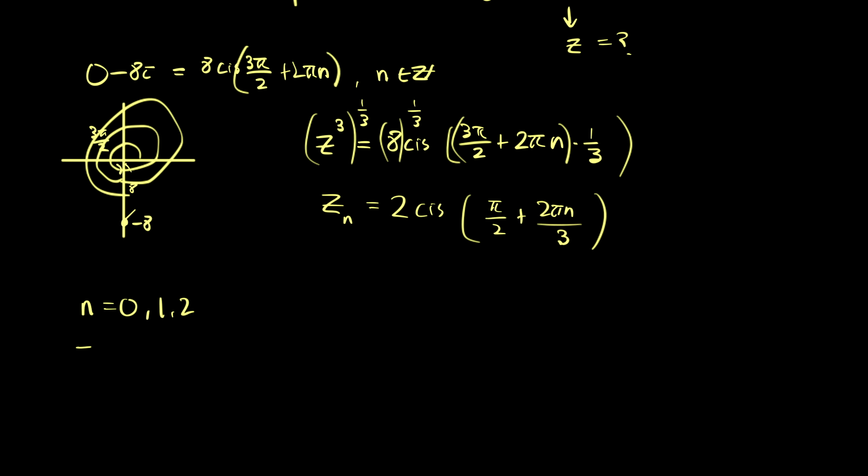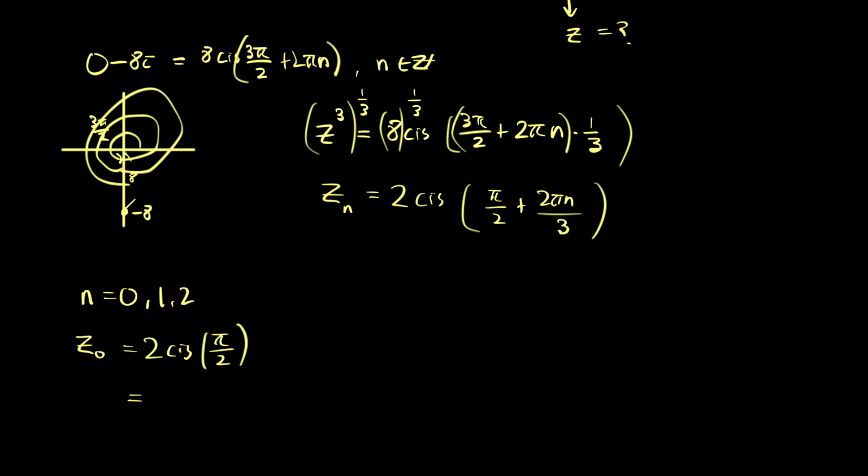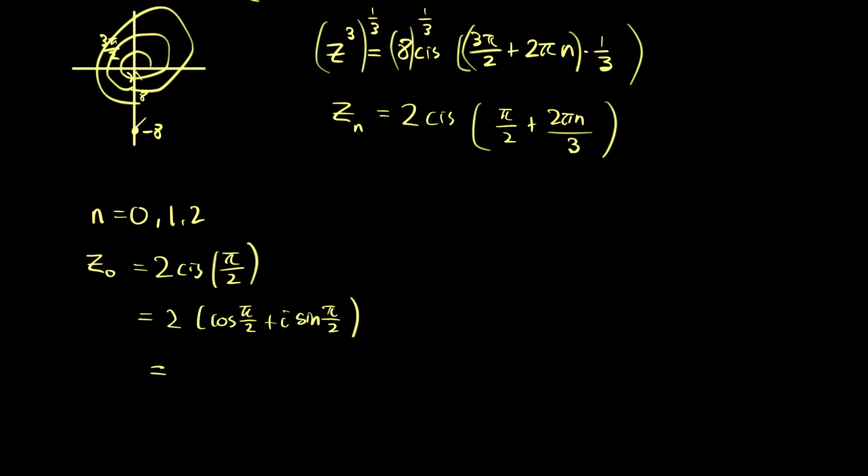So when n is 0, it becomes 2 cis pi over 2, and I'm going to convert this back into standard complex form, so it is 2 cos pi over 2 plus i sin pi over 2. So this is just going to be 2i. So that is certainly a solution of z. And let's try z of 1.